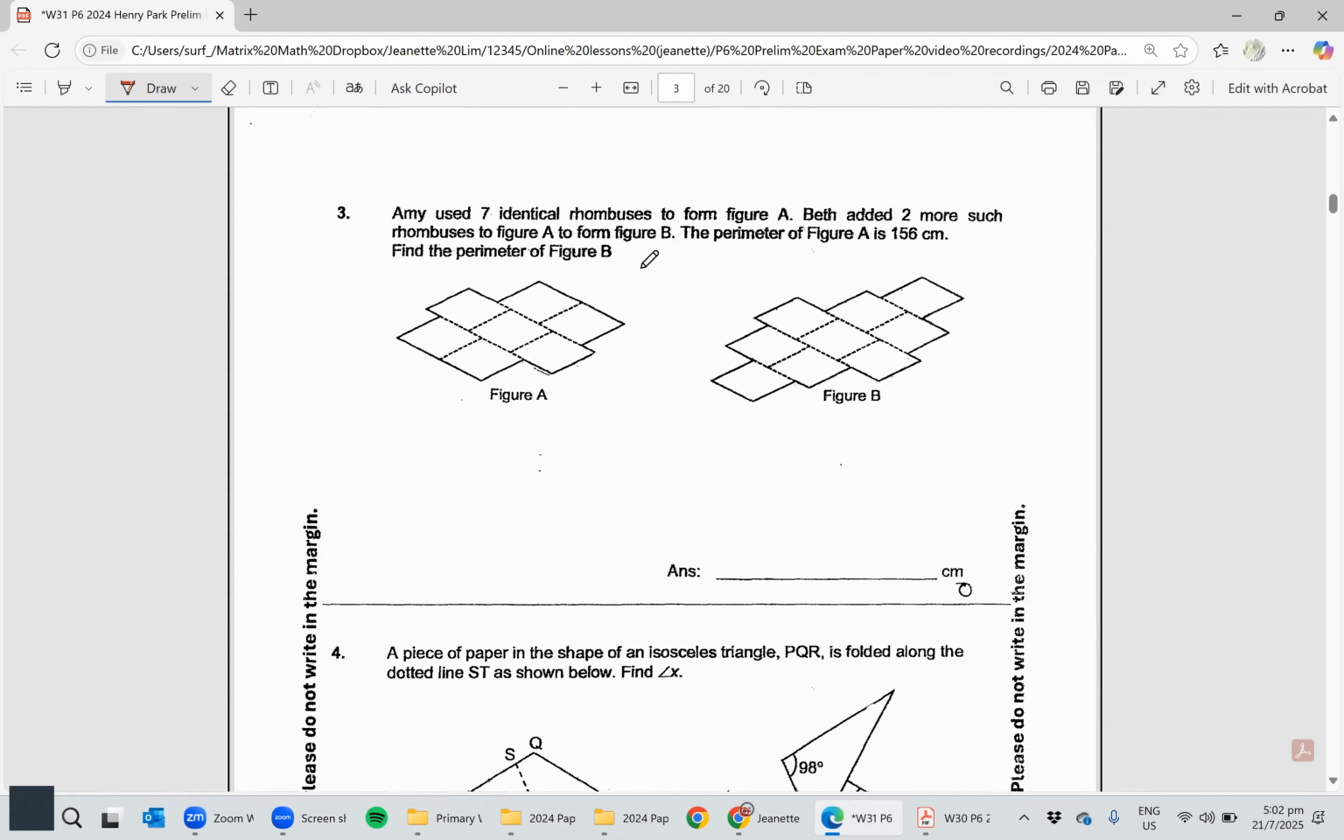Question 3, Amy used 7 identical rhombuses to form figure A. Beth added 2 more to form figure B. Now, perimeter of A is 156. Find the perimeter of B. Okay, so what we do is we're going to compare the perimeter of A as well as the perimeter of B. Perimeter of A.